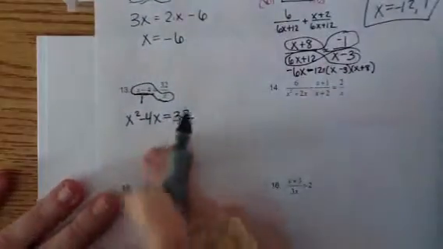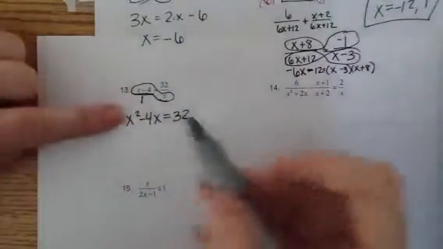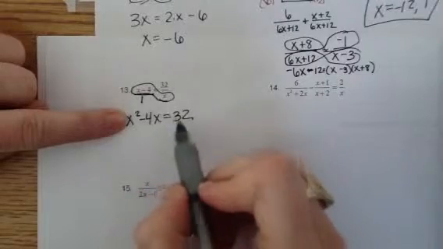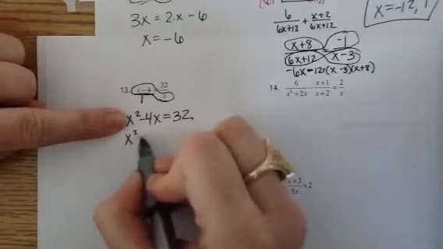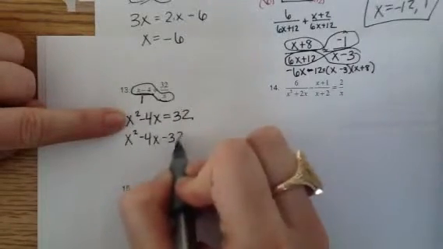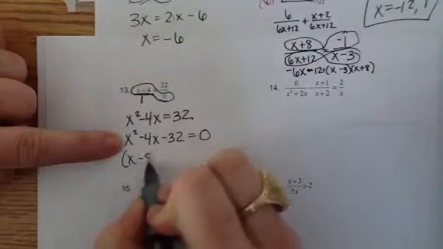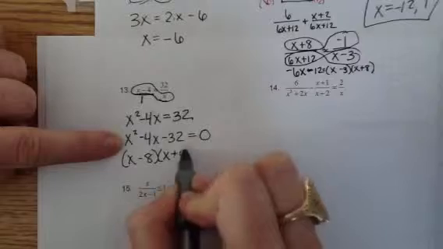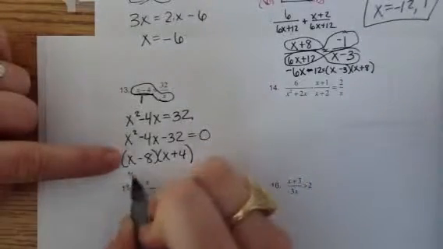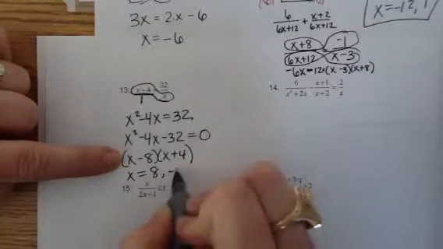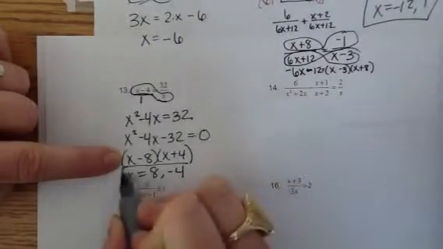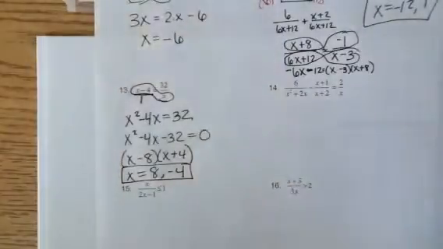When you get to this step, now it's back like problem number 12. We have an x squared, an x, and a constant. So we're going to move the 32 to the other side. We have this. We're going to factor that. And then we have x equals a positive 8 and a negative 4. Two answers again because we ended up with an x squared.